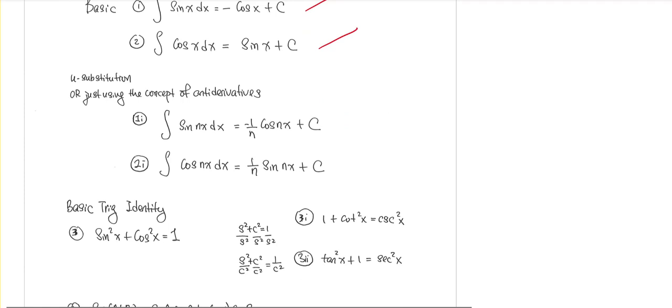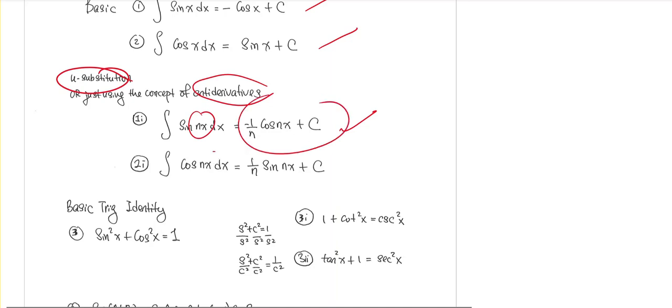And either you use u substitution or you just use the concept of antiderivative, you should be able to see that the integral of sine nx is equal to this, and the integral of cosine nx is equal to this, as long as your n is not equal to 0.